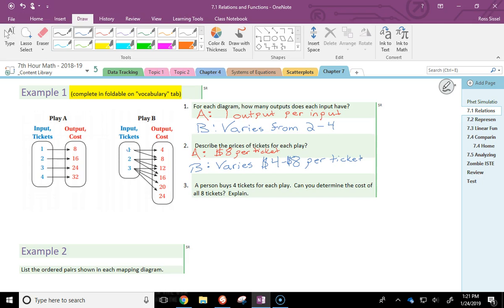Reason it's probably varied is maybe it's an adult and a youth ticket. Maybe it's at a concert and you go closer to the stage, it's a better price. So either way, it's fine. On number 3, it says a person buys 4 tickets for each play. Okay, so I'm going to buy 4 tickets to play A, and I'm going to buy 4 tickets to play B.